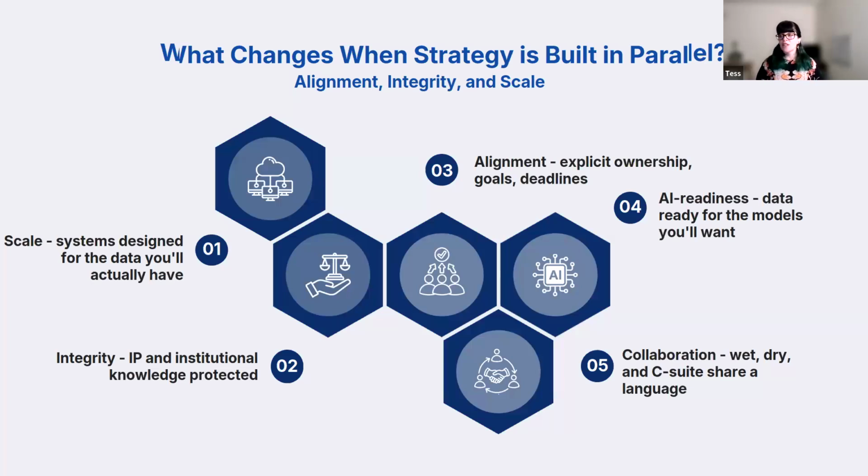Another thing that happens, so when we were talking about what happens when you don't have a data strategy, a lot of the issues came from alignment and collaboration. So when we have a data strategy in place, we're better able to assign roles and understand where each person fits and how they connect in a network throughout your company. And of course, when we have our data strategy, we can build our data to be AI ready. So data is ready for the models that you want.